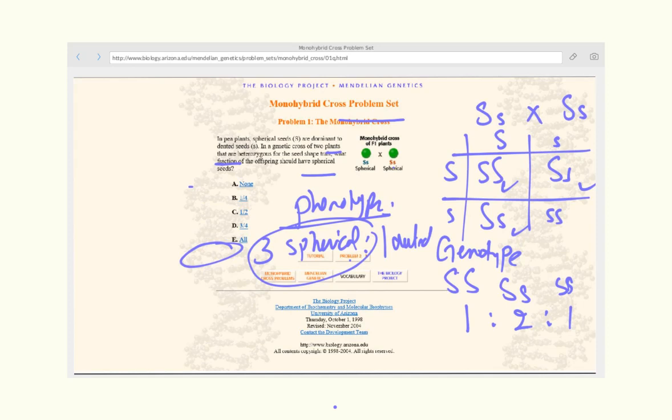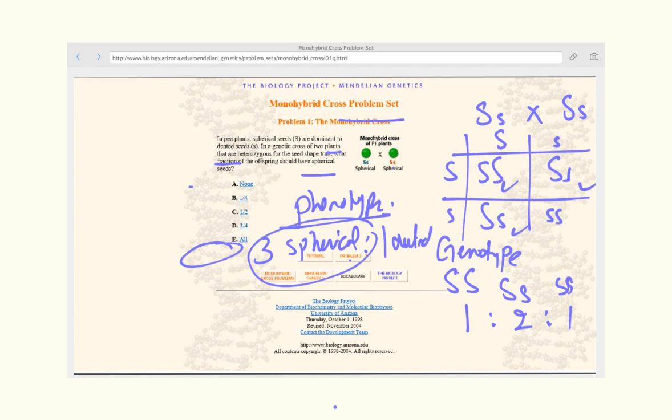Good morning, guys. Now we are going to solve some problems on the monohybrid cross. Just to remind you, the monohybrid cross is the inheritance or the crossing of individuals that are different only in one characteristic. This characteristic is controlled by only one gene which occupies one locus on the chromosome. We have here an example.